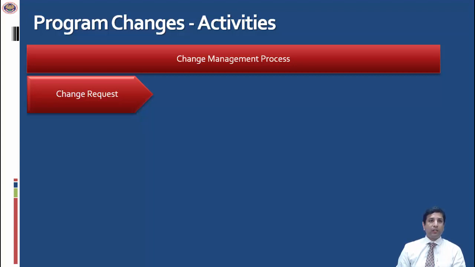Another important type of change is an emergency change. Emergency change is when there is a problem in the system and it has to be corrected, but there is no time for applying the change management process. So in this case, the normal change management process is bypassed and the change is applied without following the process. However, it doesn't mean that the process should not be followed. It is only the timing at which the process is followed.